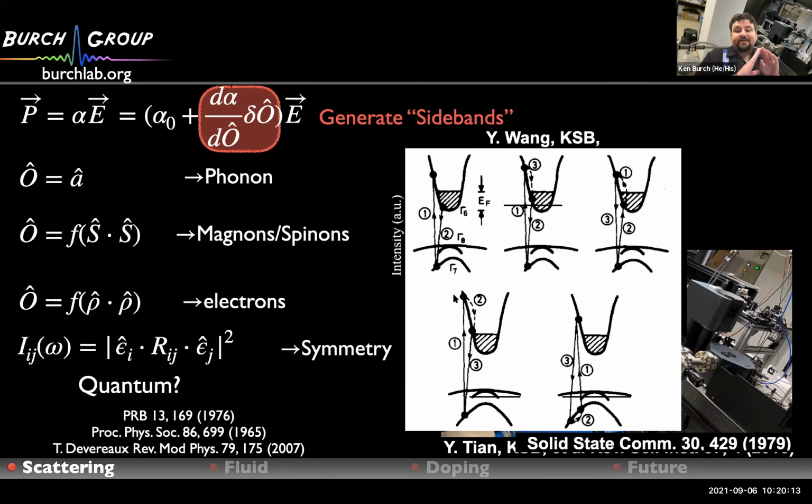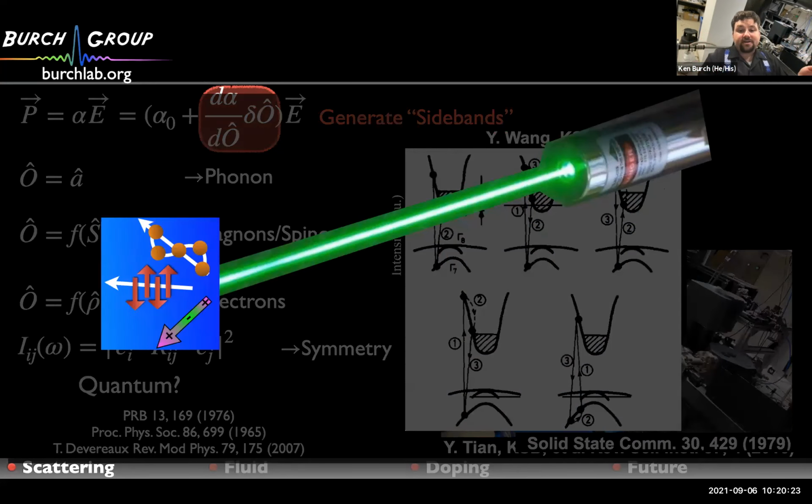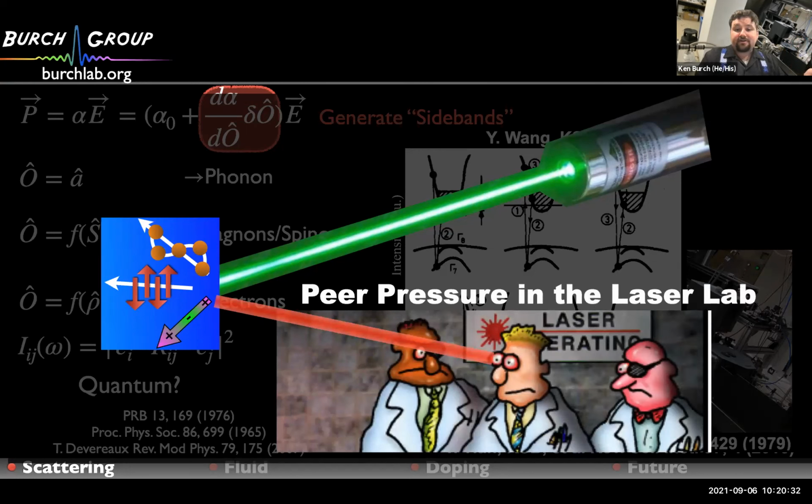Okay, so I realize this is a very noisy slide, terrible pun intended. So let me just try to summarize. Basically, my students go to the lab, they take a laser pointer, they shine it at a material. The laser can excite phonons or magnons or plasmons, et cetera. And then I tell them to sit there until we see the signal we're looking for. So that's basically Raman scattering in a nutshell.